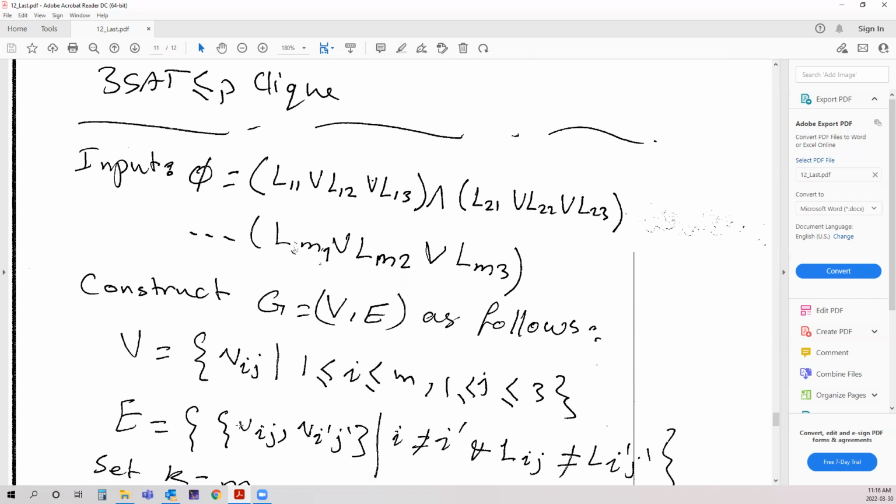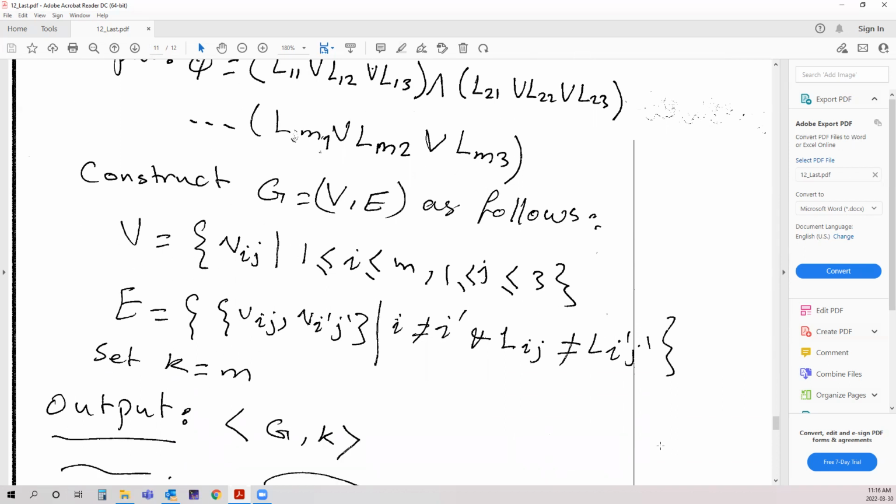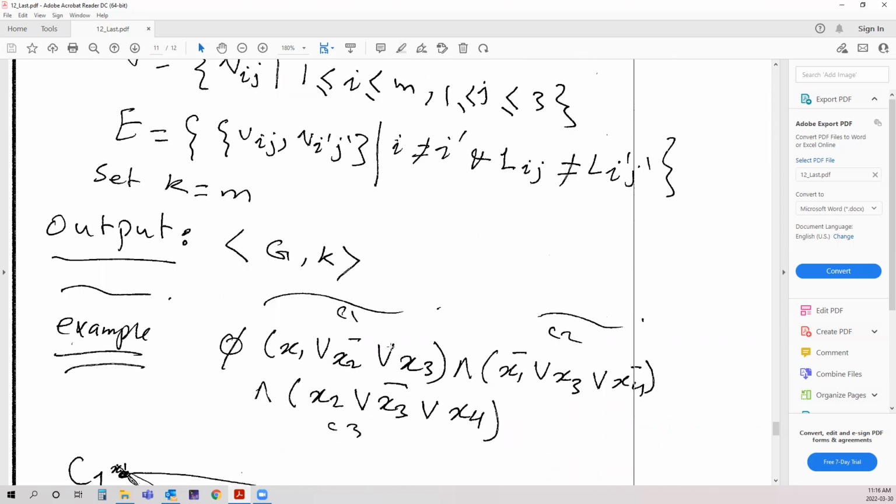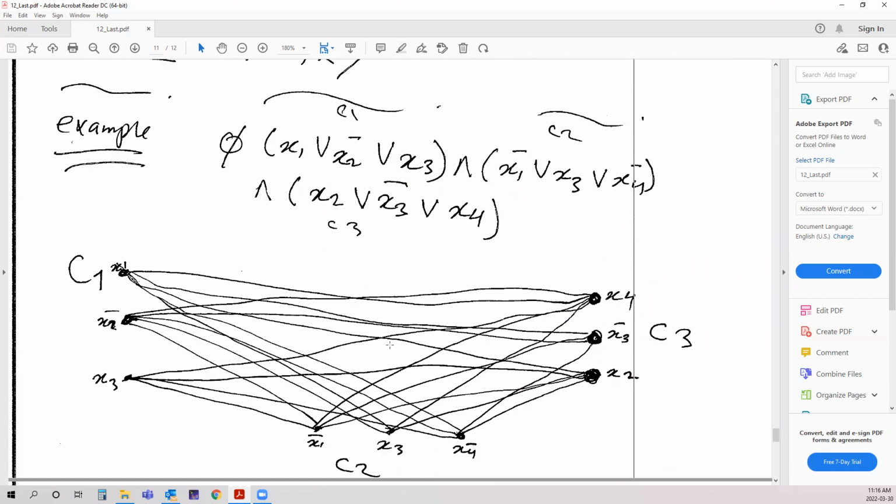Edges connect vertex (i,j) and (i',j'), where i is not equal to i', and the literal L(i,j) is not equal to the complement of L(i',j'). Set K equal to m. The output would be the graph G and K. This is the clique. In order to clarify, what do I mean by clique? That each node should be connected to all other nodes except itself or its complement. We will see how.